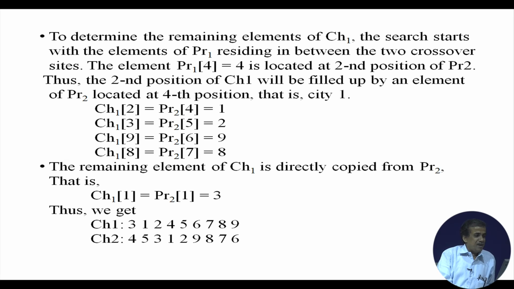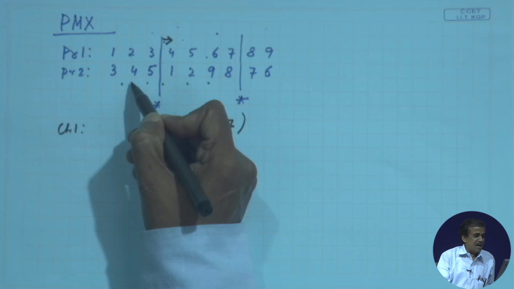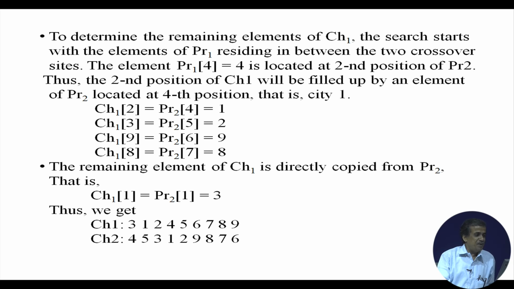Now, the element pair 1 4 is located at the second position of pair 2, yes, second position. Thus, the second position of child 1 will be filled up by an element of pair 2 located at fourth position, that is CT 1. So, this is as follows, you see.